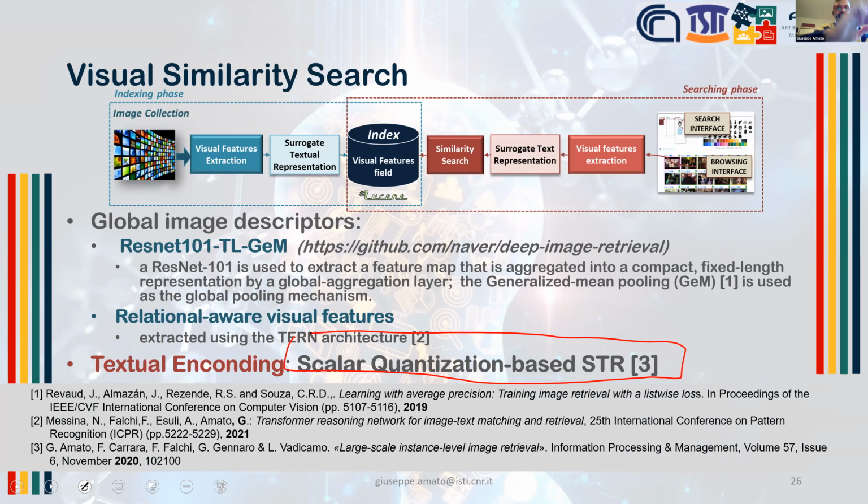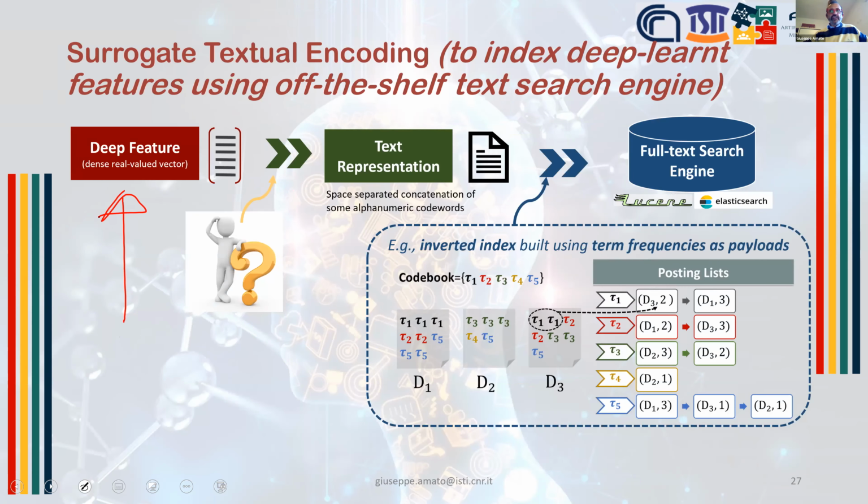I'm going to tell you about a text encoding method that we defined, which is based on scalar quantization. Okay, so you have a deep feature, for example, a very high dimensional vector of numbers, something like a vector containing 4,000 dimensions, for instance. What we want to do is to represent this vector in a convenient text format in such a way that it can go inside Lucene to be retrieved fast.